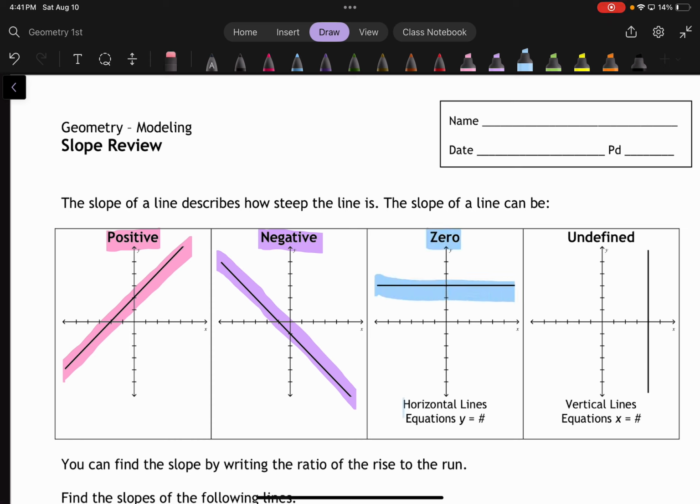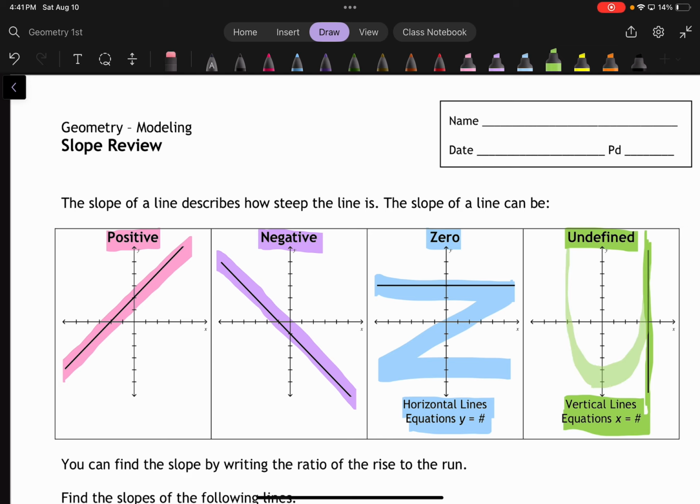And so the way I remember that horizontal lines have a slope of 0 is you can actually make the letter Z with a 0 slope. And our last type of slope is undefined. It is a vertical line, which is up and down. Okay, and this is an undefined slope. And so the way I remember this is you can actually make the letter U with that.